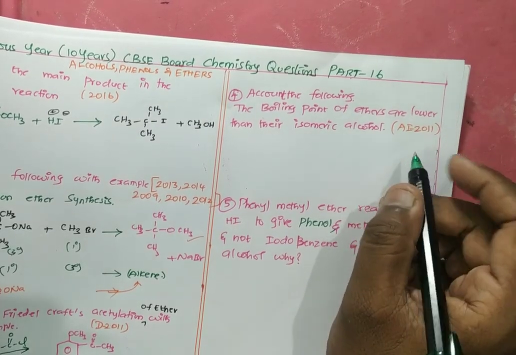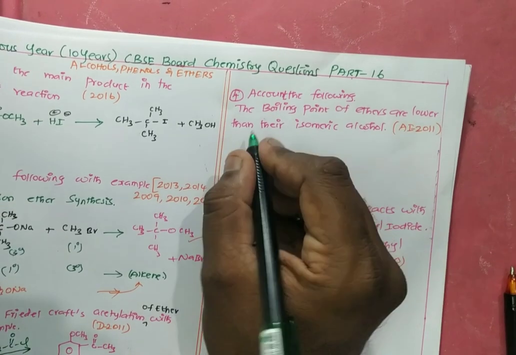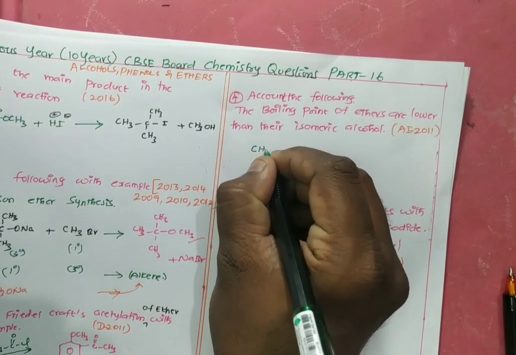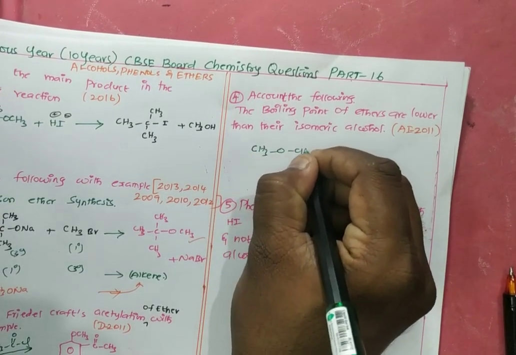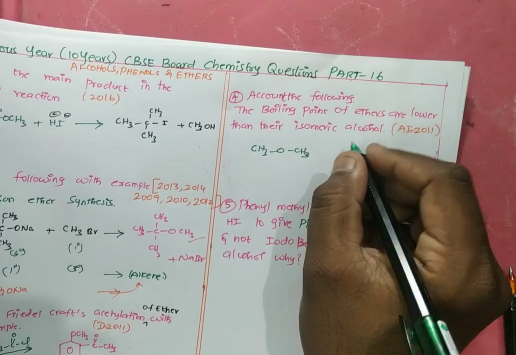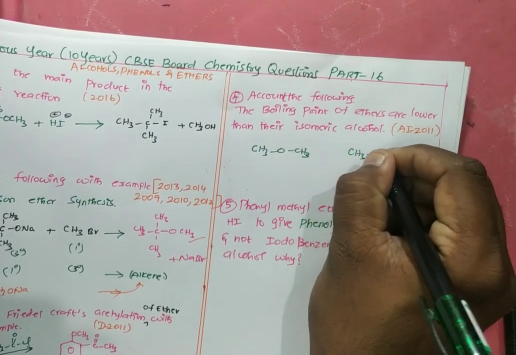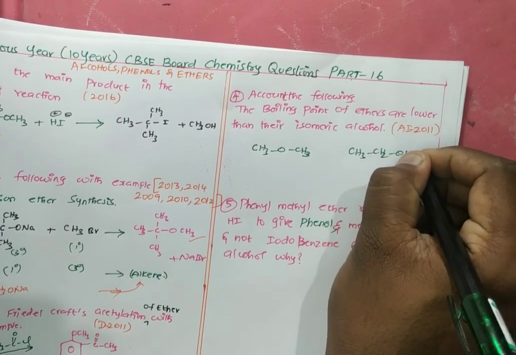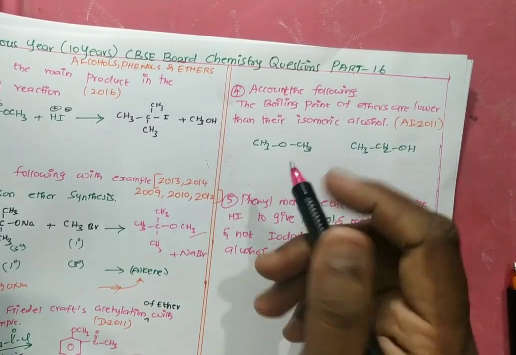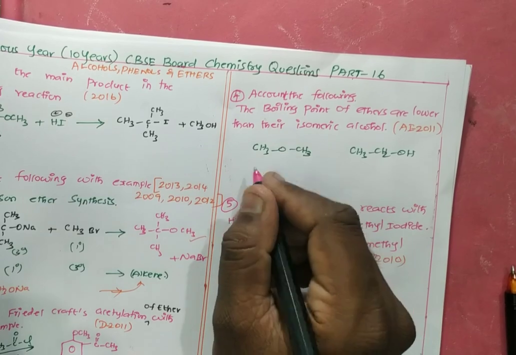Boiling points of ethers are lower than their isomeric alcohols. Suppose I am taking the ether CH3OCH3. What is the isomeric alcohol of this? CH3CH2OH. Why are these isomers? Because these are functional isomers.